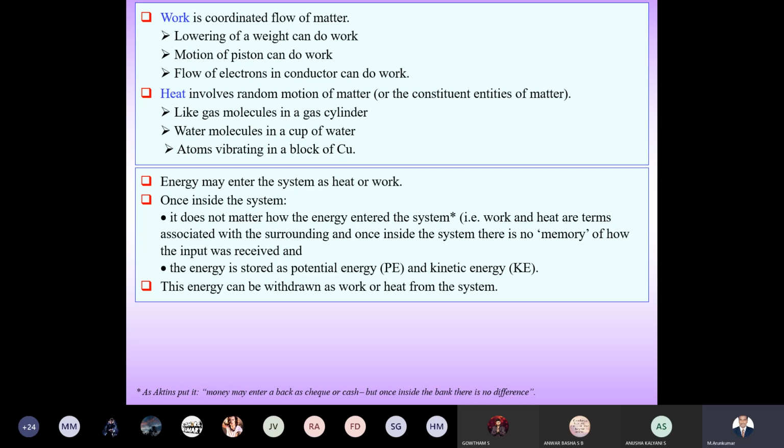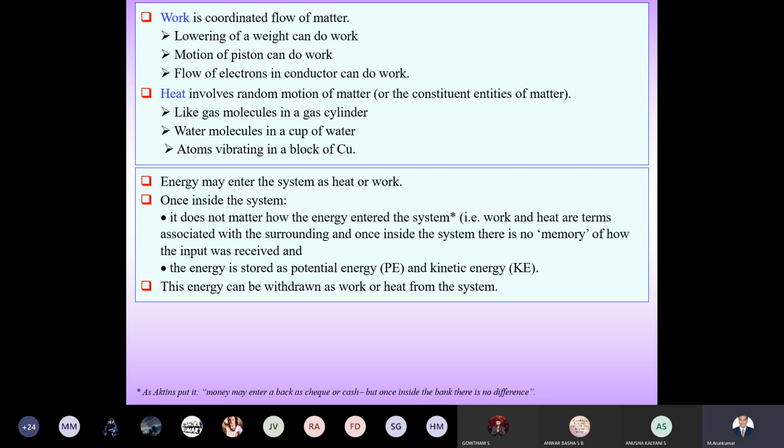By lowering a weight from a higher position, you can do your work, or by the piston cylinder arrangement. So lowering of a weight can do your work. Motion of the piston, that is movement of the piston, can do your work. Flow of electrons in a conductor can do your work. So these are the kinds of doing work. So flow of matter can be achieved by lowering of the weight, motion of piston, flow of electrons in a conductor. Okay, so these are the principles of work.